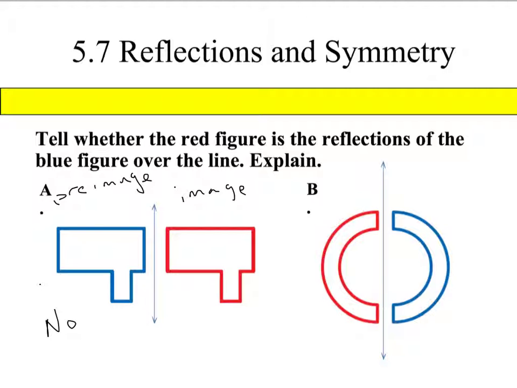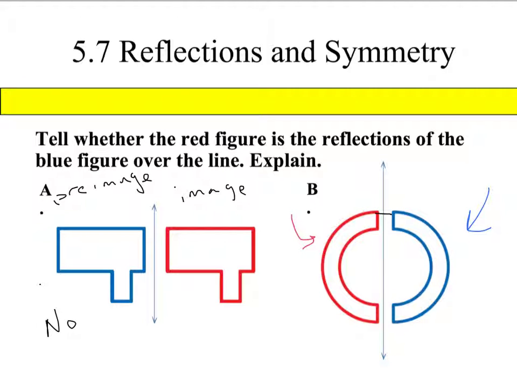Okay, which one's your image, which one's your pre-image? Pre-image is going to be this one. Your image is going to be this one. Go through those 3 steps. Do they appear to be congruent? Yes, they do. Do they appear to be reversed? Yes, they do. Do they appear to have perpendicular bisectors across that line of reflection?